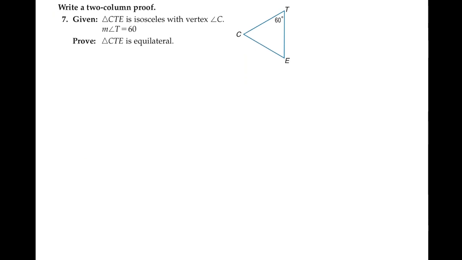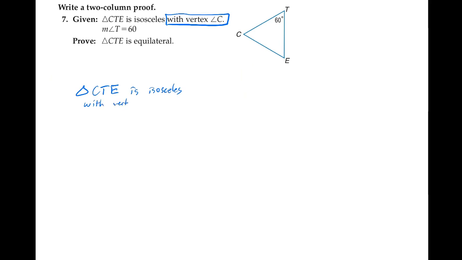You know that it's isosceles, and notice they clearly said with vertex angle C. Thank you, book, for not making some assumption about where the base is. I like that clear communication. Okay, so we know that that's the vertex angle. So if it's isosceles, I'm going to write it out. So we'll say CTE is isosceles, and then I'll even add the with vertex angle C.